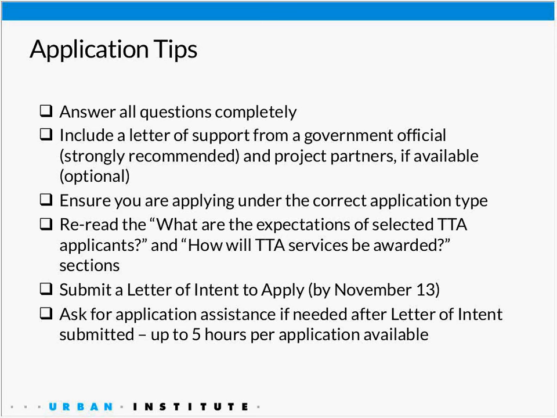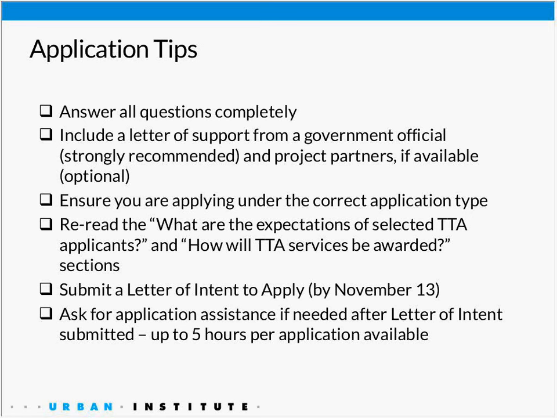I mentioned the letter of intent to apply. I want to go back to the letter of support piece. A letter of support from a government official is very strongly recommended. We're really looking to see that this is not the first time you've thought about this, and that you have some support from a government official to move forward in exploring this or implementing it, if that's the stage you're at. However, if you do have other project partners involved, you can also submit letters of support from them. That would typically be an evaluator or a service provider, and this will vary depending on where you are with your project. Those are optional. If you have those, that's great. If not, that's perfectly fine. We do strongly recommend that letter of support from a government official, though.